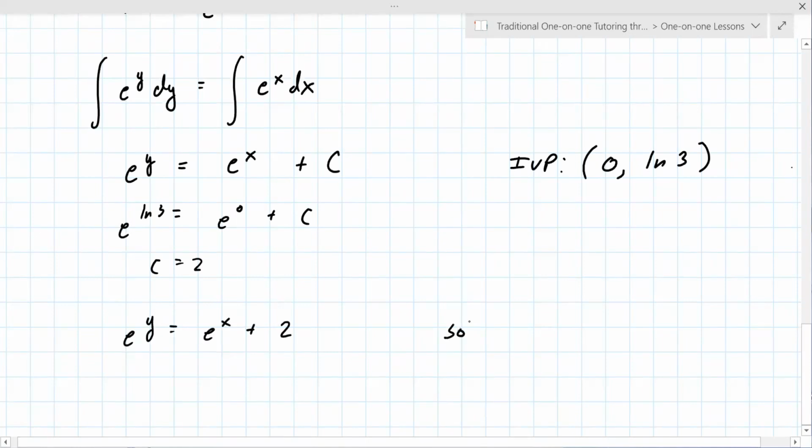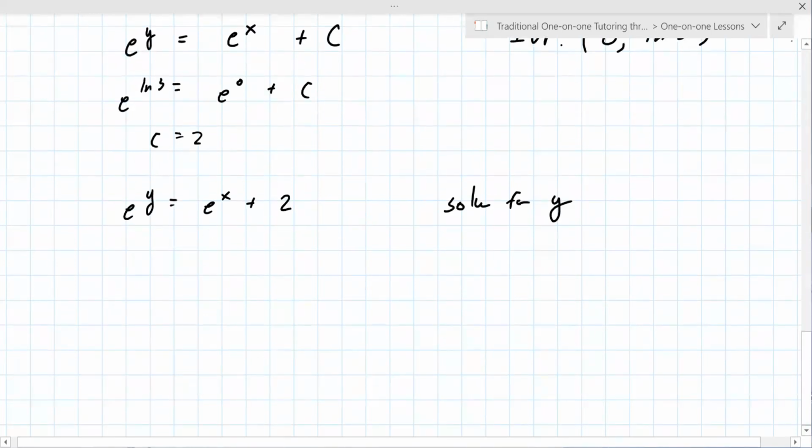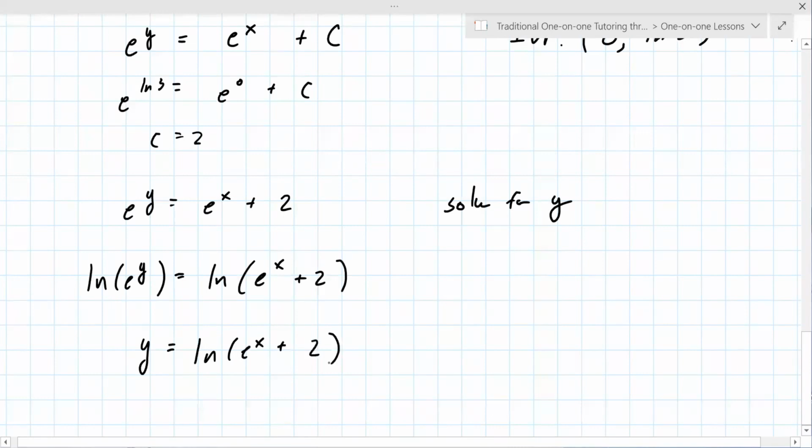Now, if you were to solve this for y, this is where it gets a little bit tricky. You have to remember, you take the natural log of both sides. So it's ln e to the y equals ln of e to the x plus 2. This is your final answer here. So you can't do anything further with the right side? No, there are problems where you can, but this is not one of them.